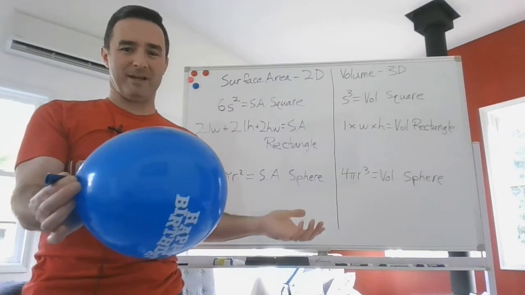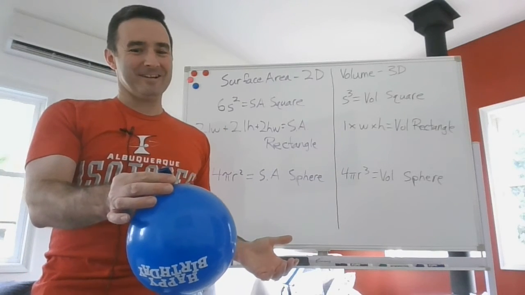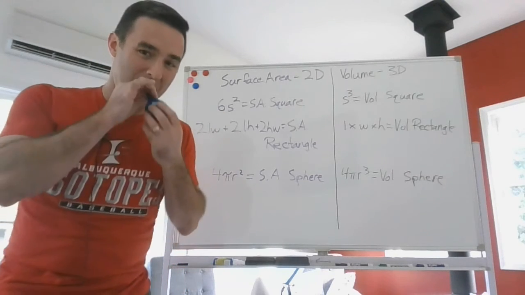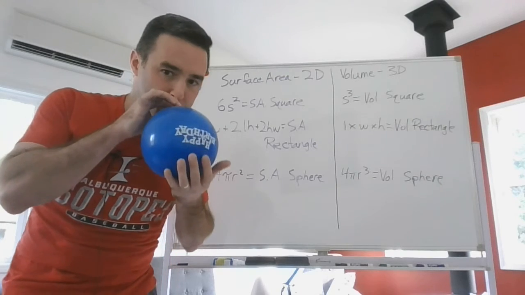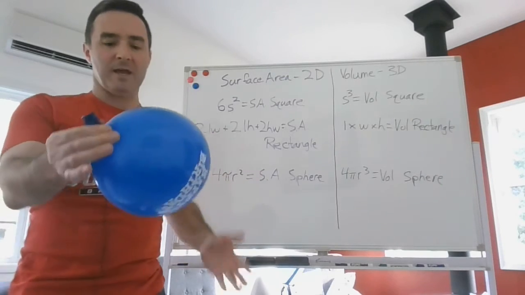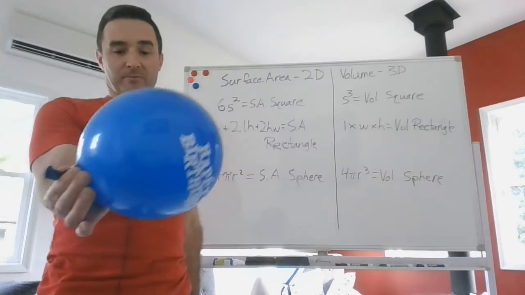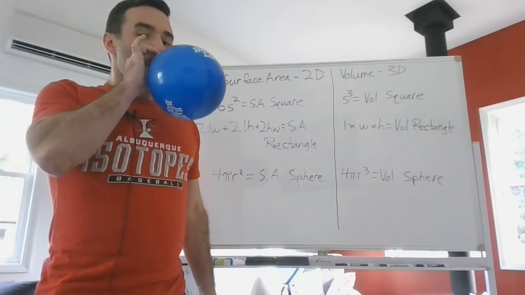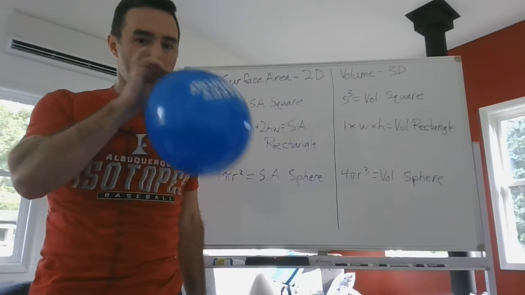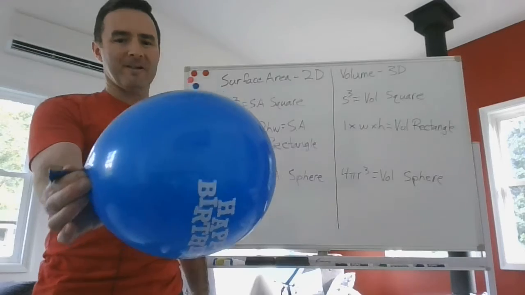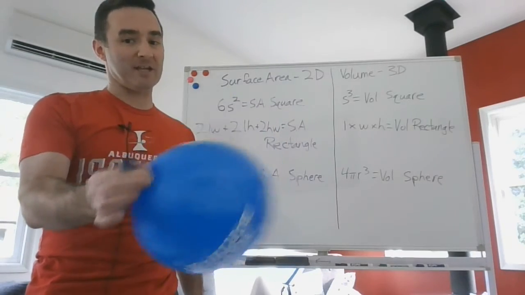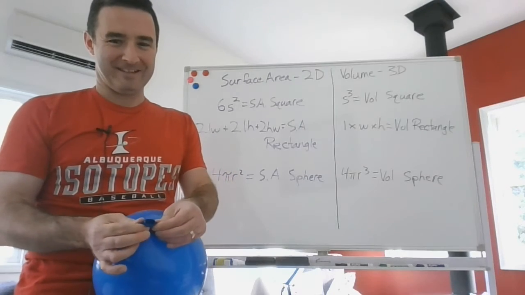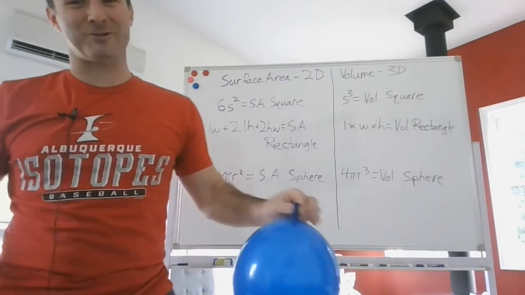And let me just do that again. Again, that's about half, emptying my lungs once. There's the volume. Volume's doubled. The surface area definitely has not doubled. It's gone up, but it hasn't doubled.